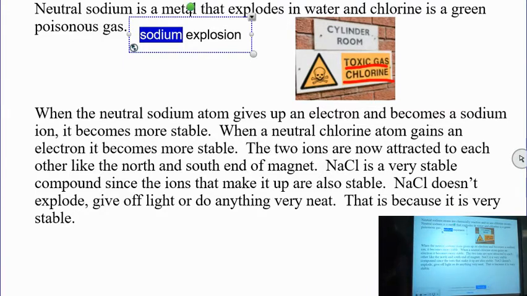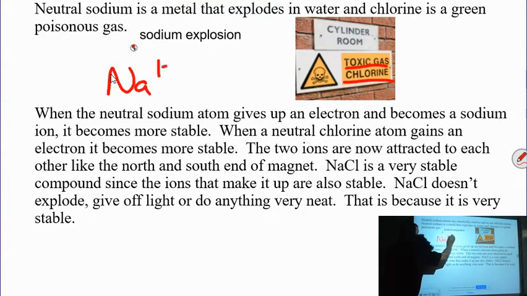When the neutral sodium atom gives up an electron, it becomes sodium ion. Again, sodium ion is Na 1 positive. And it becomes more stable because it loses the outermost electron. When neutral chlorine atom gains an electron, it becomes more stable as well. But it turns into chloride.